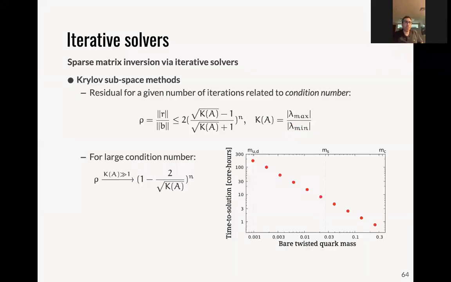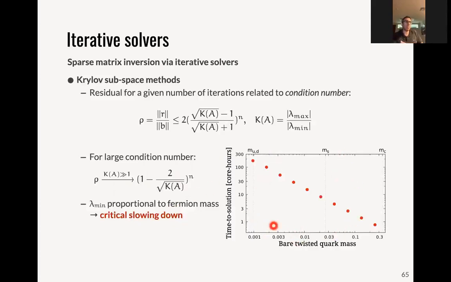So what this means practically is that in the case of the QCD action, in the case of lattice gauge theories where you have fermion operators that you want to invert, the smallest eigenvalue is related to the fermion mass, right? And then the largest eigenvalue is more or less constant as you decrease the quark mass. So as the quark mass becomes smaller, lambda min becomes smaller, kappa becomes larger, and so the number of iterations you need to reach a given residual explodes.